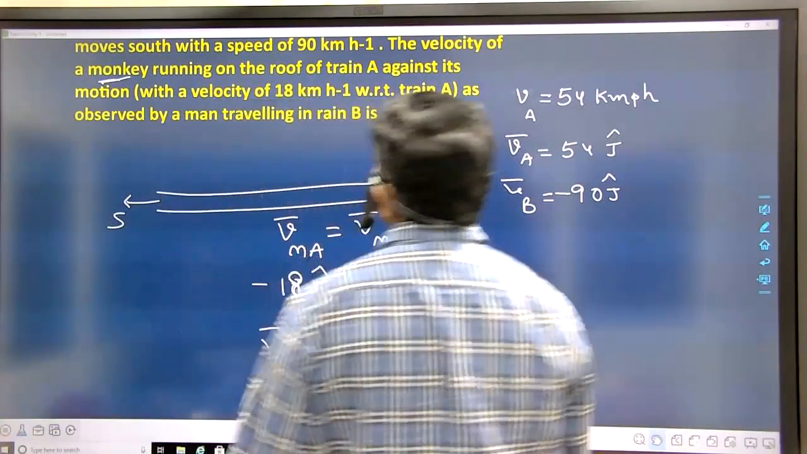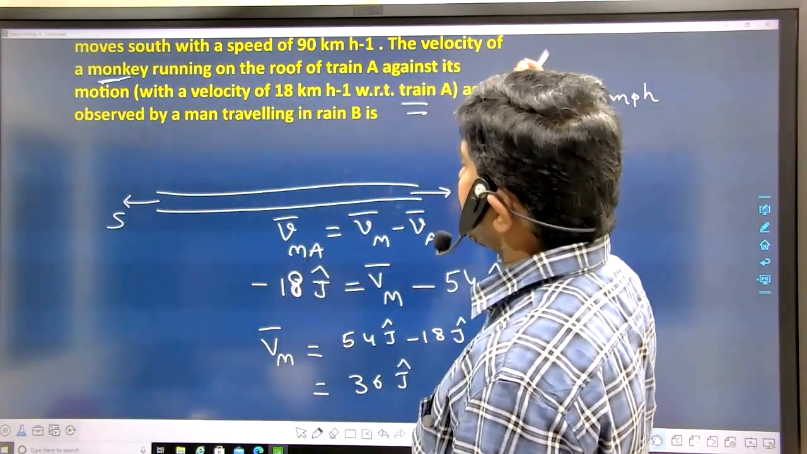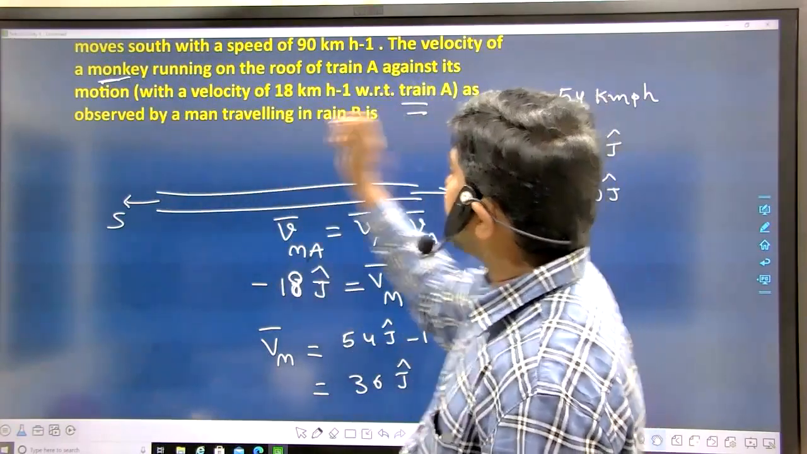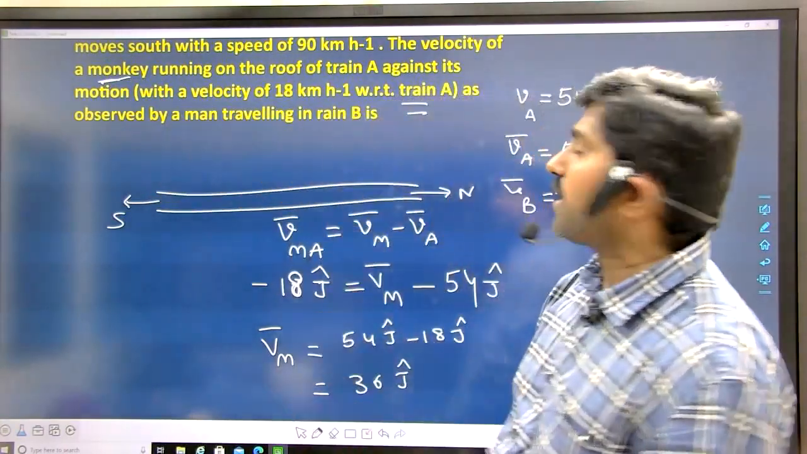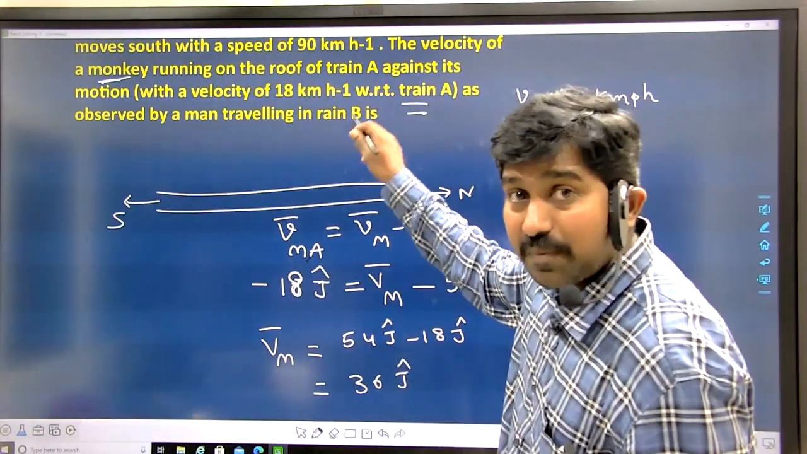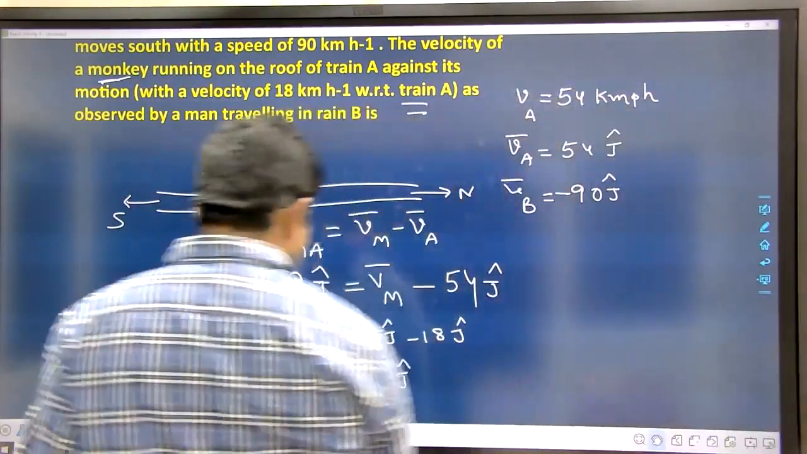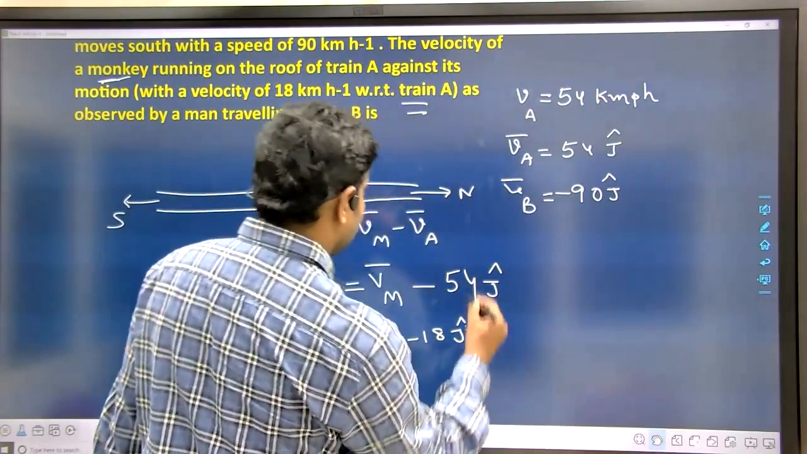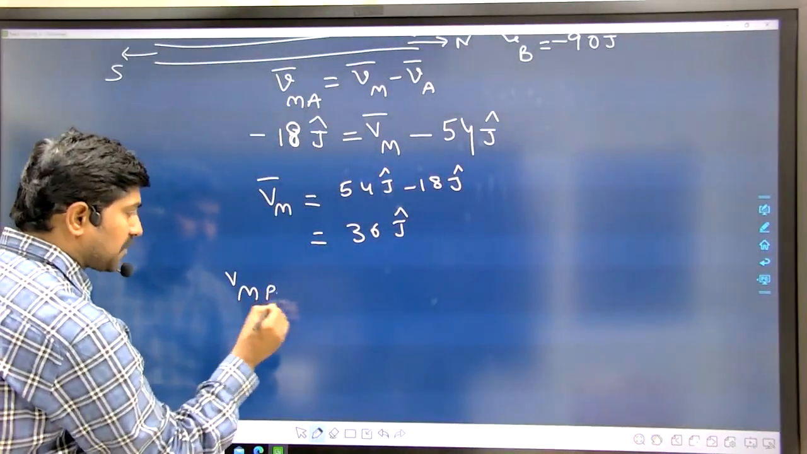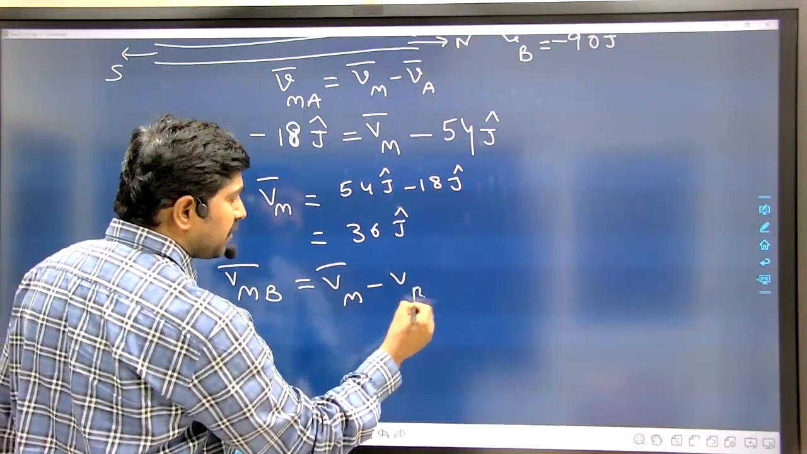But the question is, as observed by a man traveling in train B, we have to calculate the velocity of monkey. That means with respect to train B, you have to calculate the velocity of monkey. That means you have to calculate the velocity of monkey with respect to B only. What is that? Simply VM bar minus VB bar.